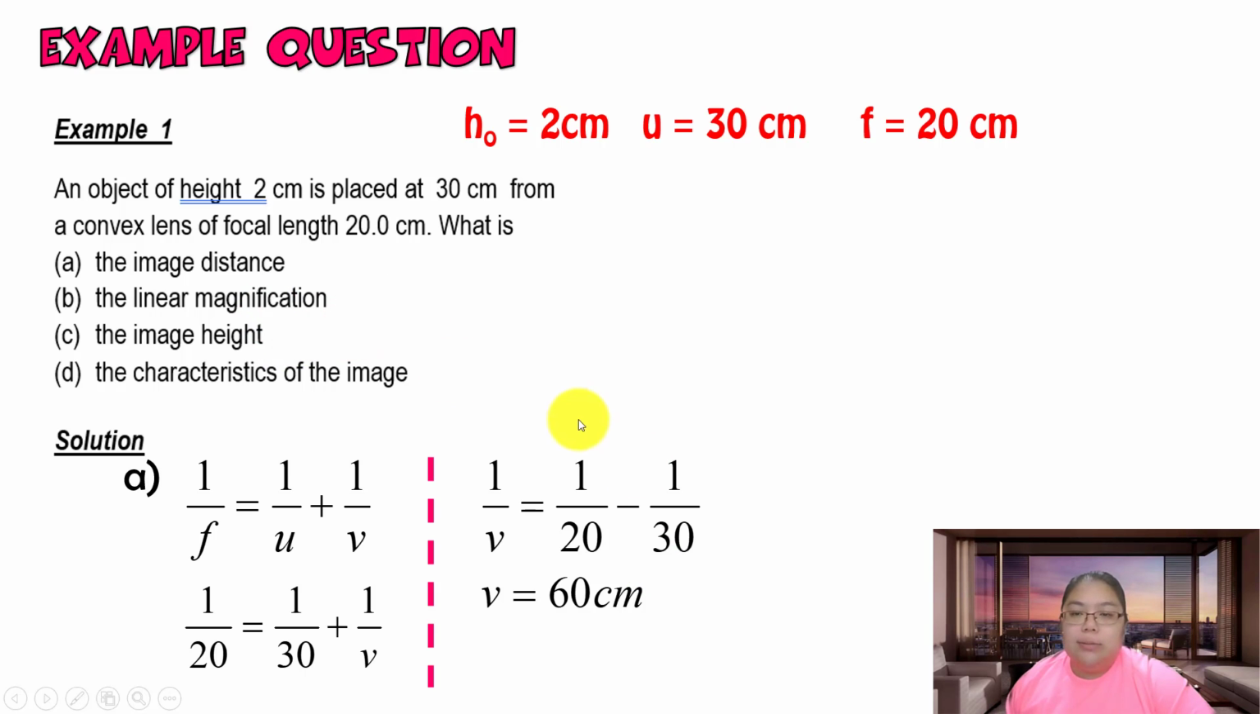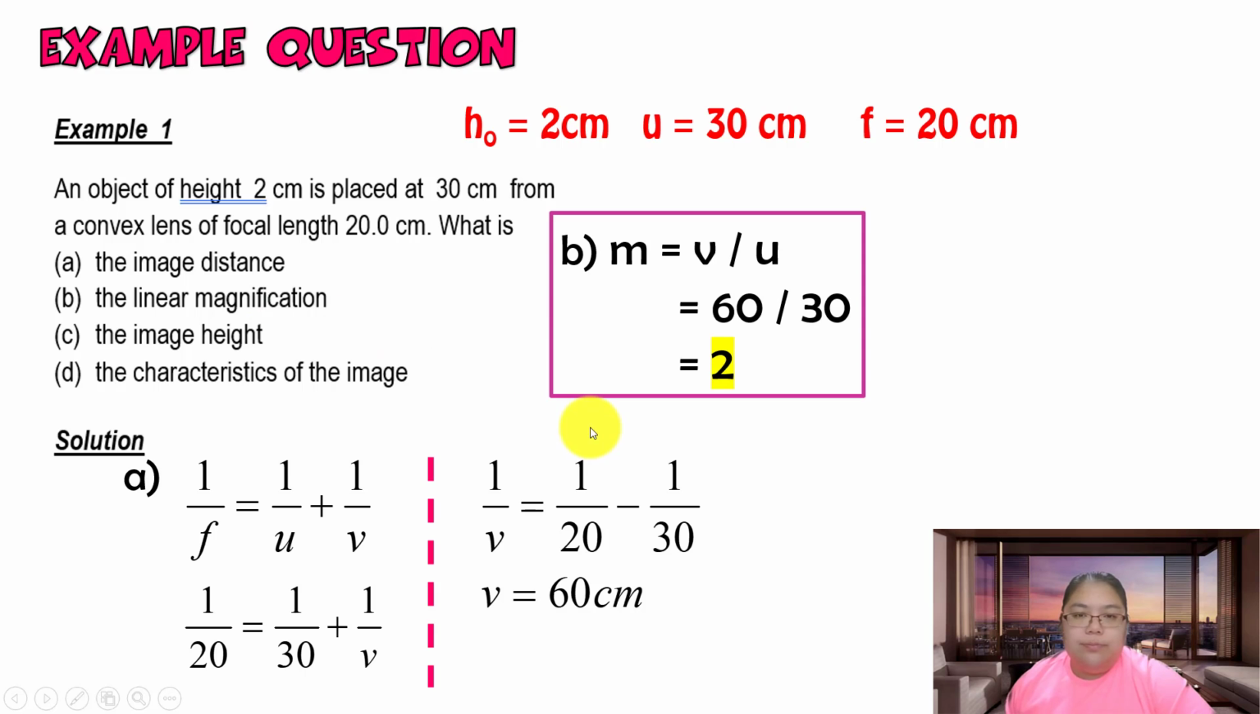Okay, let's see B. They want to find the linear magnification, V over U. So V is the image distance. Just now we find this 60. Object distance 30. So I get 2. 2 means what? More than 1. More than 1 means you are magnified already, because you get more than 1. If you get 1 means same size. If you get 0 point something, they want is diminished. So I get 2, so the answer should be magnified.